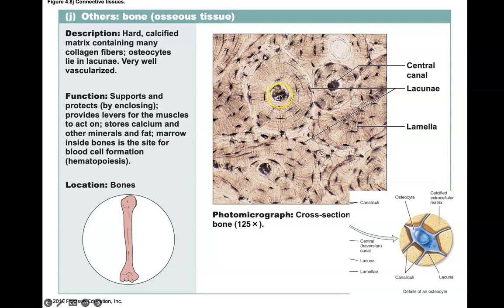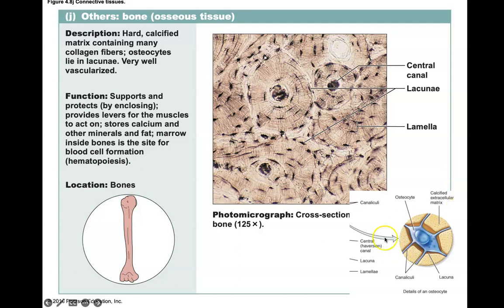Just to help you out with lab again, here is an osteon. Here's the haversian or central canal. Then here are the lamellae. And these are the osteocytes. These little black parts are the osteocytes that are inside the lacuna. They're connected via these little black stringy things that we call the canaliculi. Hopefully that helps you clear things up a little bit for lab.